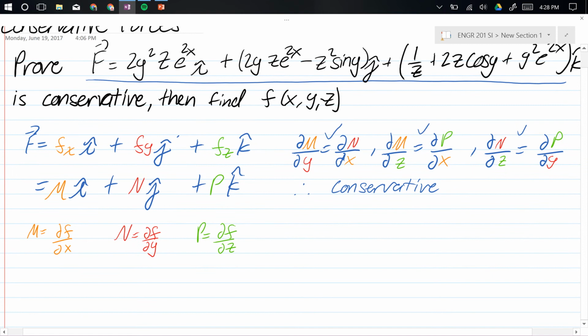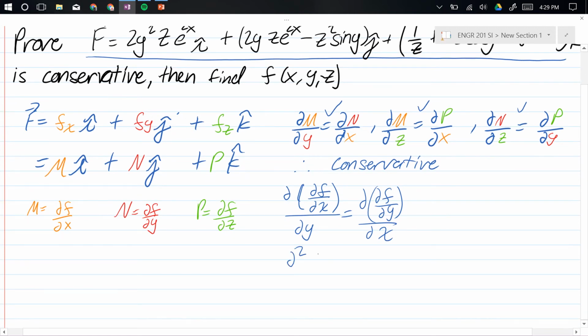And to better understand what this means, if we're doing the partial of M with respect to y, we're really doing the partial of the partial of F with respect to x, with respect to y, and making it equal to the partial of N with respect to x, so it's really the partial of F with respect to y, with respect to x. And you can simplify this down by saying it's partial squared F over partial y partial x, partial squared F over partial x partial y.